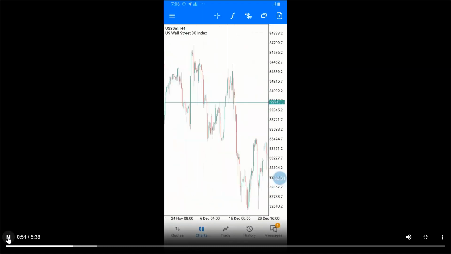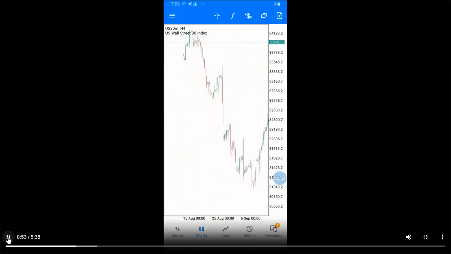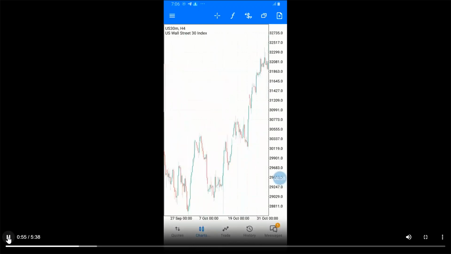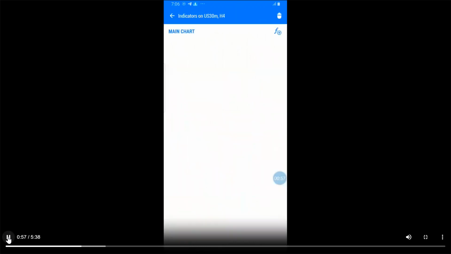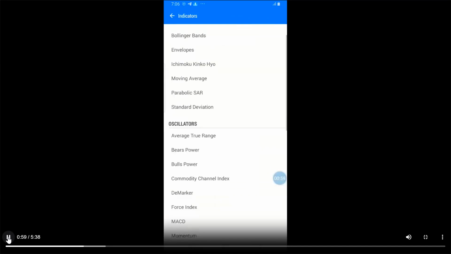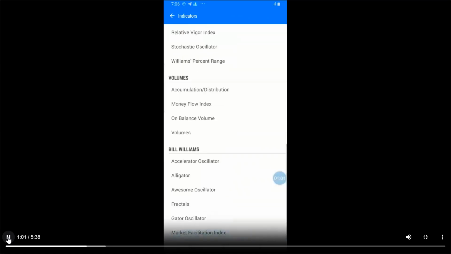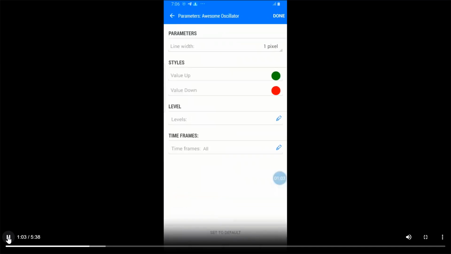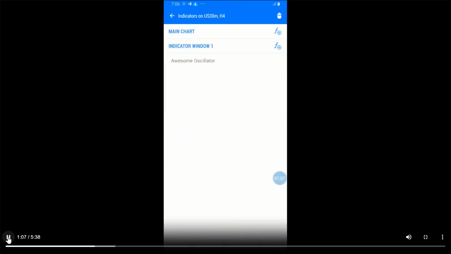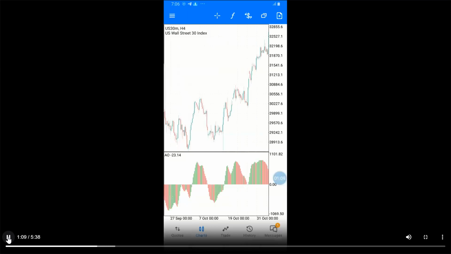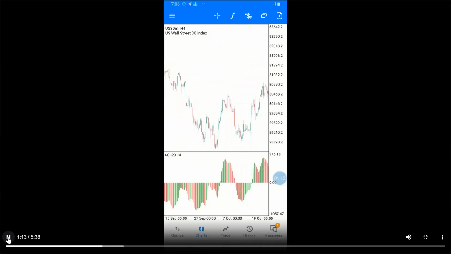So let us put our awesome oscillator and see how I use it. First of all, you will go up here. I know you know how to insert it. You go down to awesome oscillator. Make sure that you leave everything in default. Don't change anything here. You click done and it will be inserted on your chart. So awesome oscillator is used to indicate when the market is going to reverse.